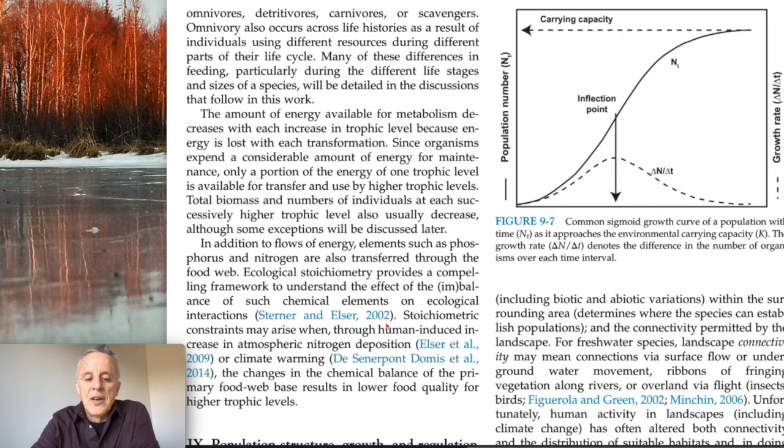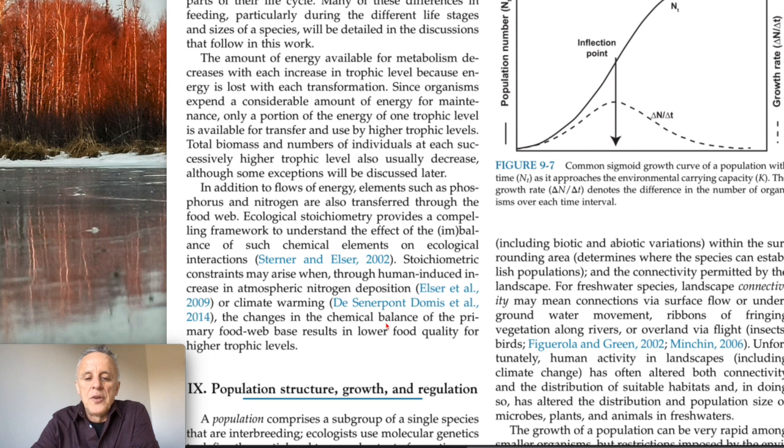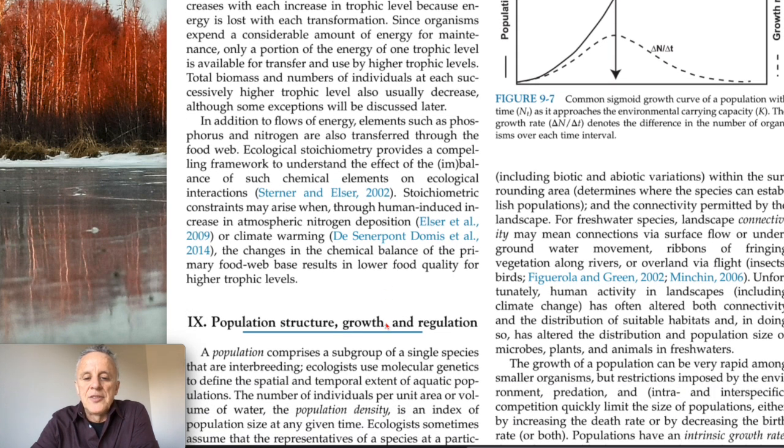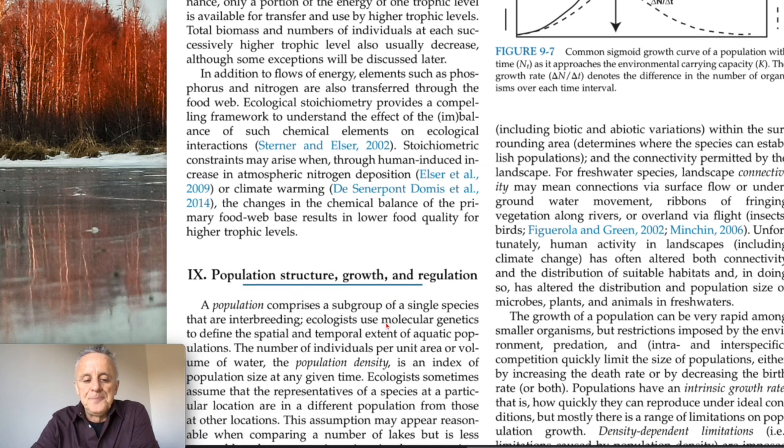In addition to flows of energy, elements such as phosphorus and nitrogen are also transferred through the food web. Ecological stoichiometry provides a compelling framework to understand the effect of the imbalance, or the balance, of such chemical elements on ecological interactions. Stoichiometric constraints may arise when, through human-induced increase in atmospheric nitrogen deposition or climate warming, changes in the chemical balance of the primary food web result in lower food quality for higher trophic levels.